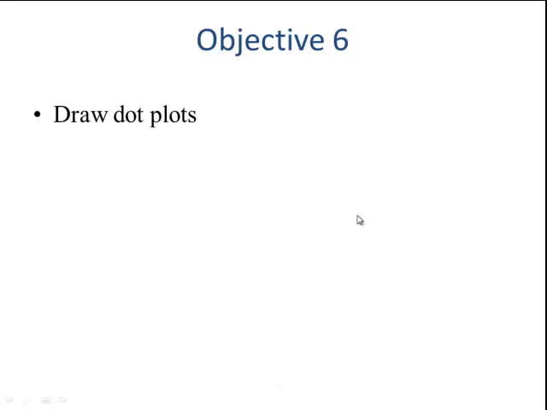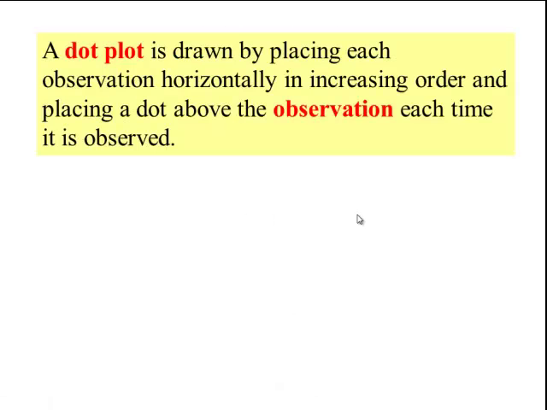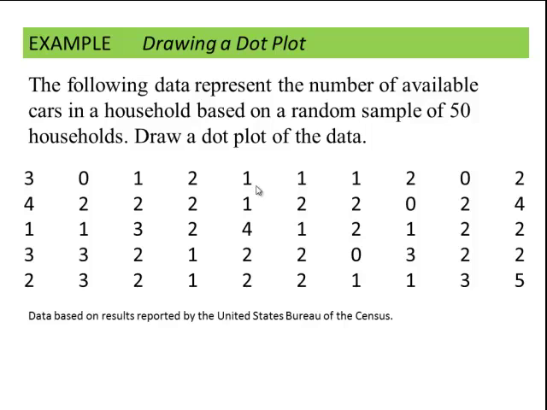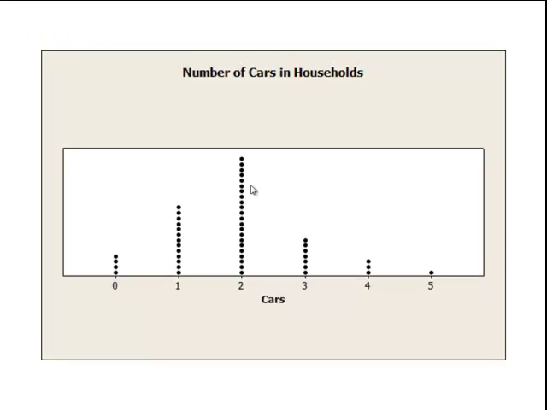Lesson objective number 6, constructing dot plots. A dot plot is drawn by placing each observation horizontally in increasing order and placing a dot above the observation for each time it's observed. Okay? For example, this is the number of available cars in a household based upon a random sample of 50 households. And this is what the dot plot would look like.